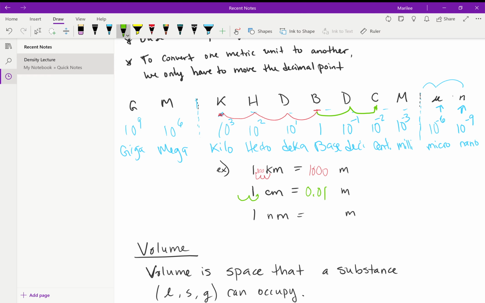And then we have our last example. 1 nanometer, and we have to get to meters. So we have 1 nanometer, which is right here, and we have to go to the base meter, which is right here. Remember nano is minus 9, so when you go from here to here, we're moving 3, and then from micro to milli, we're moving another 3, and then it's 1, 2, and 3. So that's 9 total. So 1 nanometer is actually 10 to the minus 9 meters.